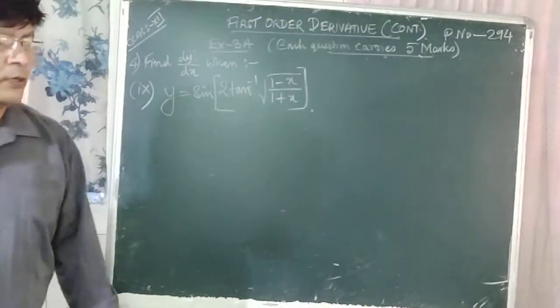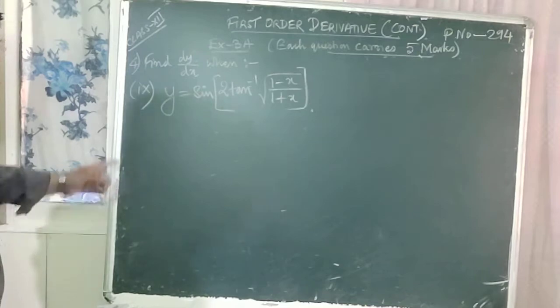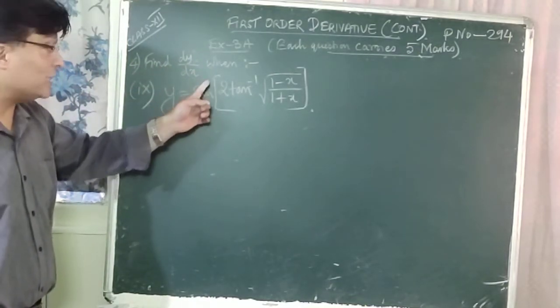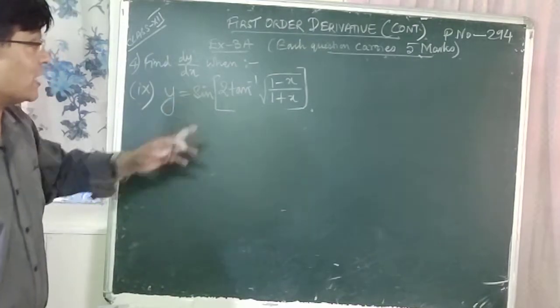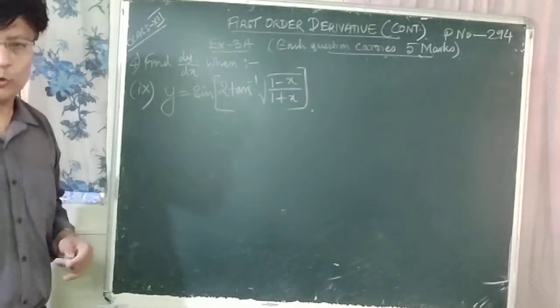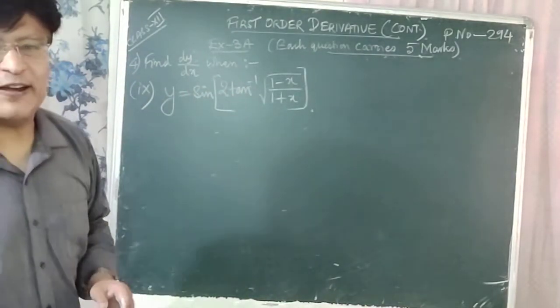So now we are doing the next question. This question is very, very important. That is 4 number 9. Find dy by dx when y is equal to sine, within third bracket, 2 tan inverse root over 1 minus x divided by 1 plus x. Third bracket is closed. But this inverse circular function can be simplified further.